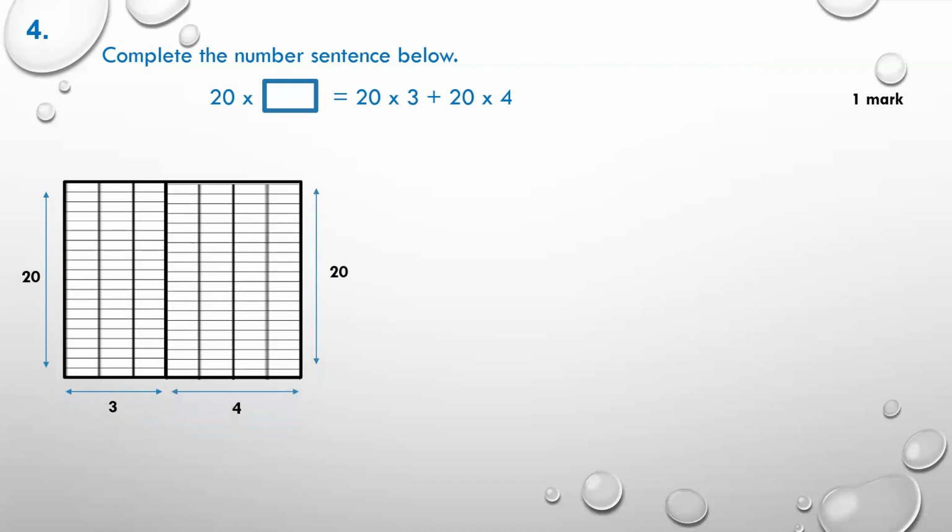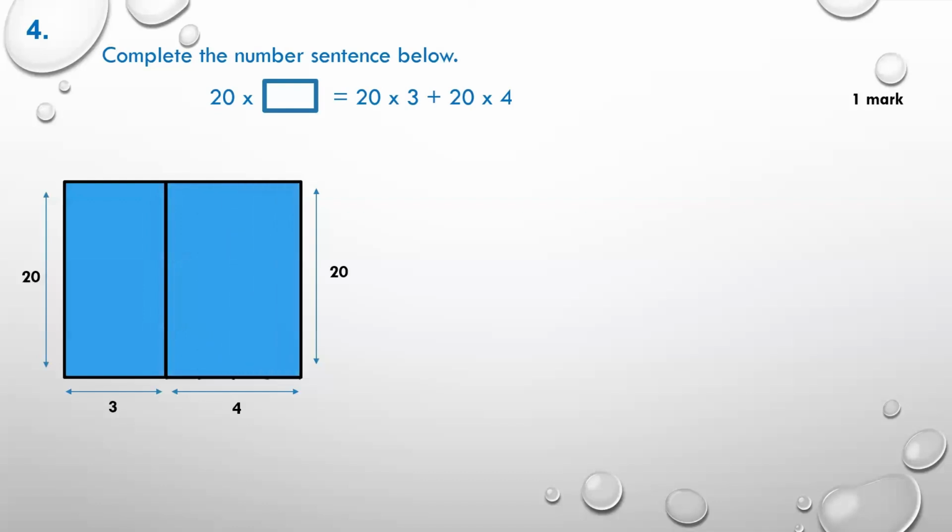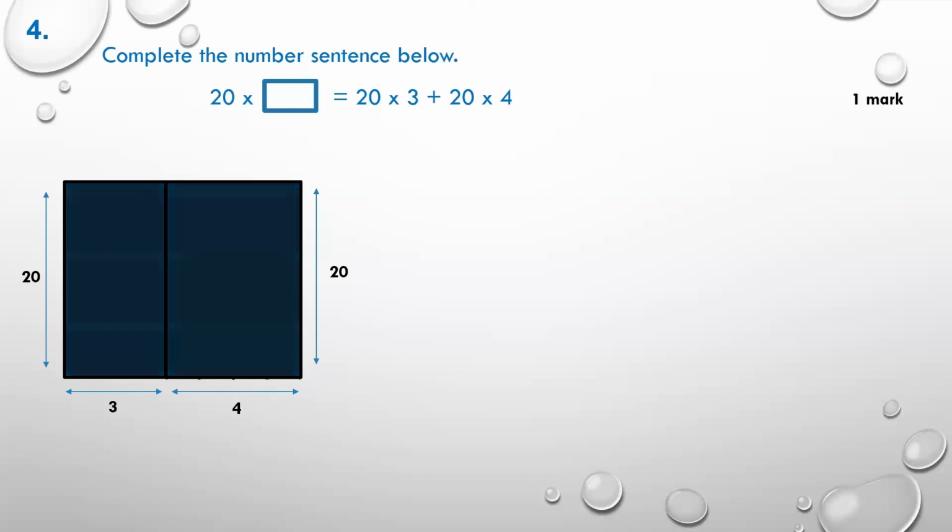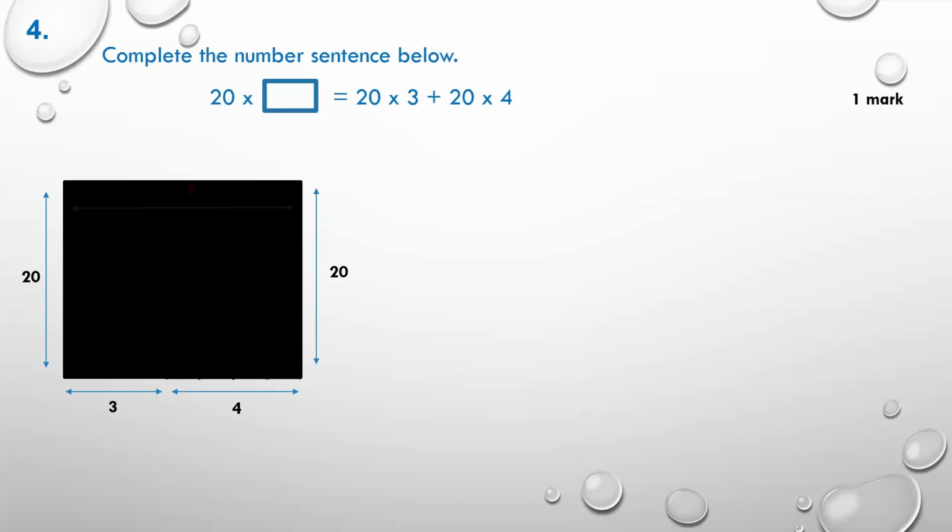So hopefully we could see we're putting them together. Then let's put the whole thing there. See it just as if it's an area question. It's the same thing as having 20 rows there of 7. 3 and 4 is 7. And that's it. Question is finished.